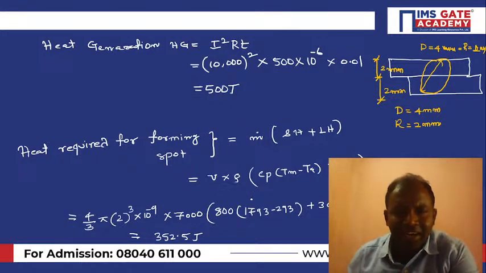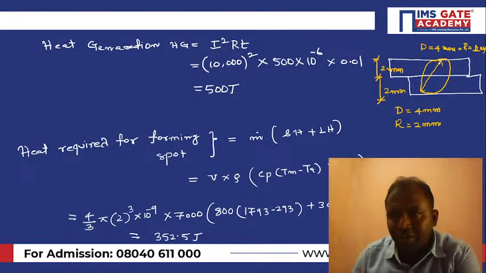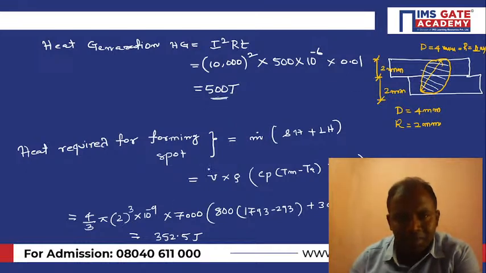So based on the data, you just calculate heat required for formation of this nugget. I have calculated this much. So this much amount of the heat supplied, but only this much amount of the heat is required.